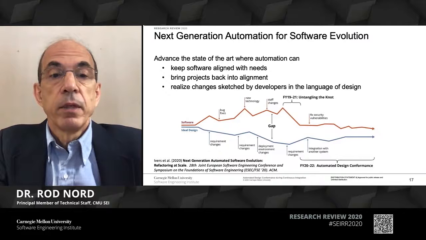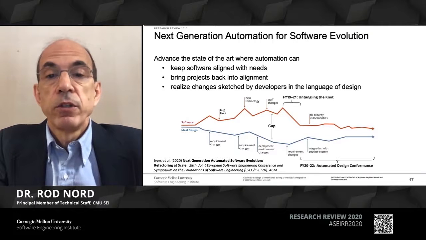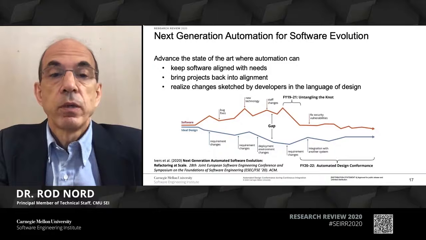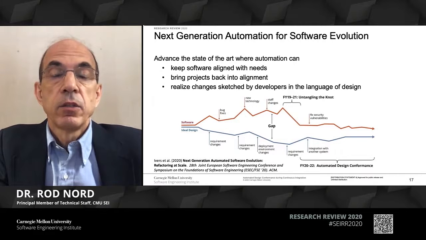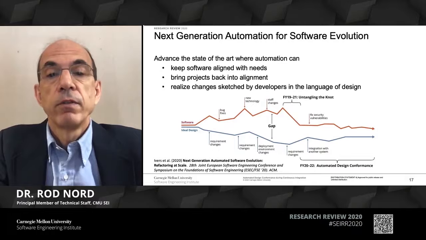Looking further out into the future, you can read about our vision, where developers sketch proposed changes in the language of design, and trust that automation can realize those changes, in a recent publication on next-generation automated software evolution.